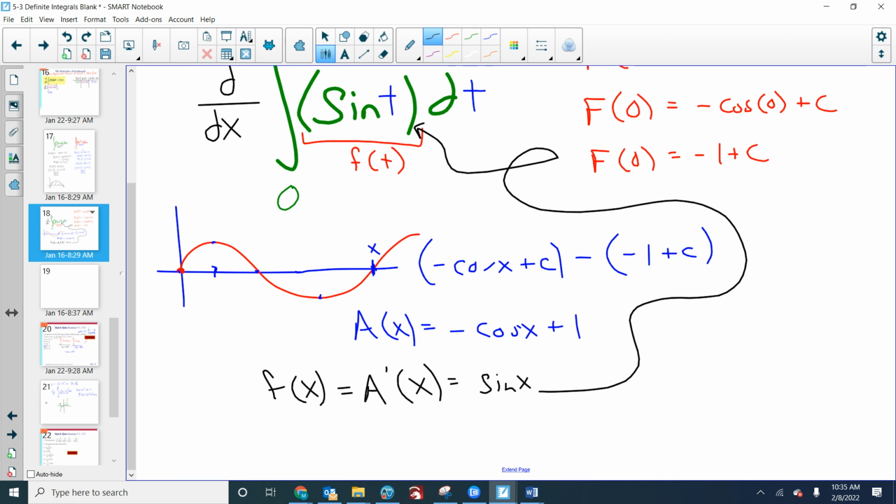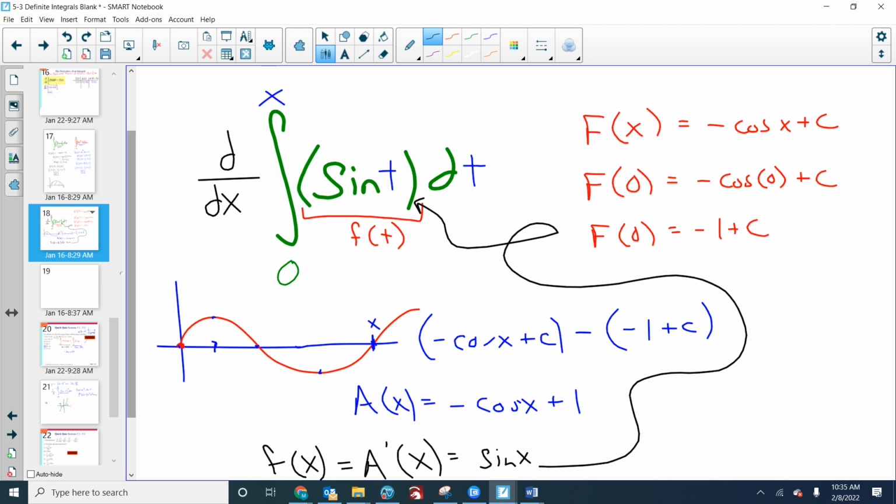Okay, that was showing you how it works. How could I show you how this works? Because I know the antiderivative of this thing. I literally took the antiderivative, plugged in b, plugged in a, subtracted, showed you the function, and took the derivative of that function.